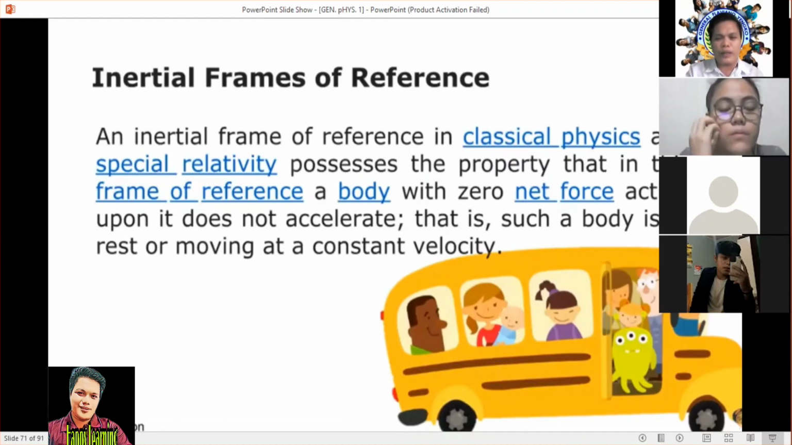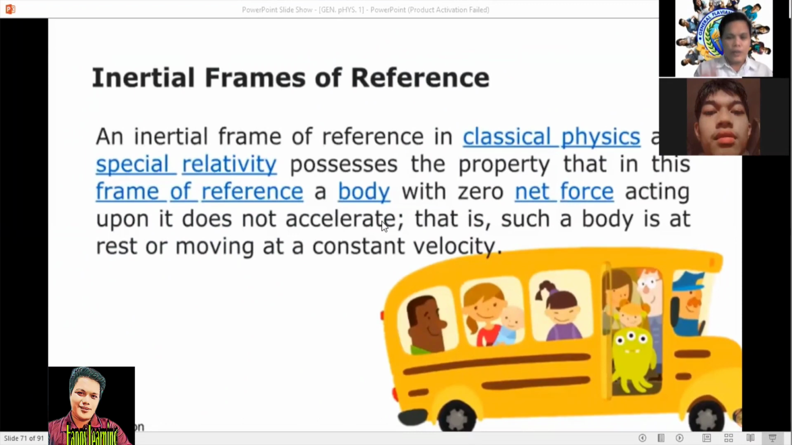So, ang tendency dun sa mga passenger, what will happen to them? The car will stop, however, the passengers will continually move. So, that's the basic example of inertia. Pero when we say inertial frame of reference, po dito, inertial reference is a body with zero net force or pwede rin a body at constant velocity.